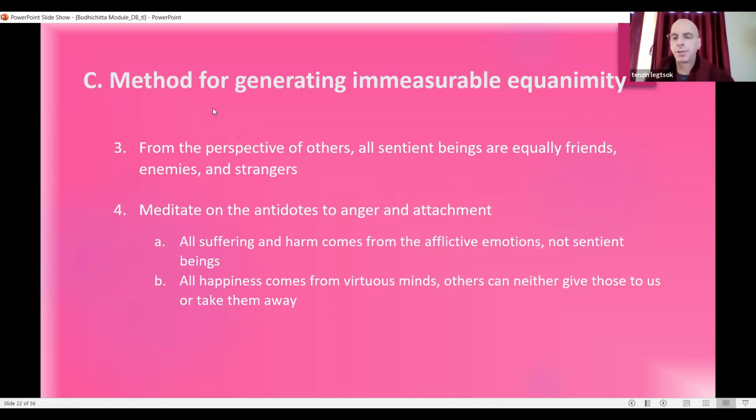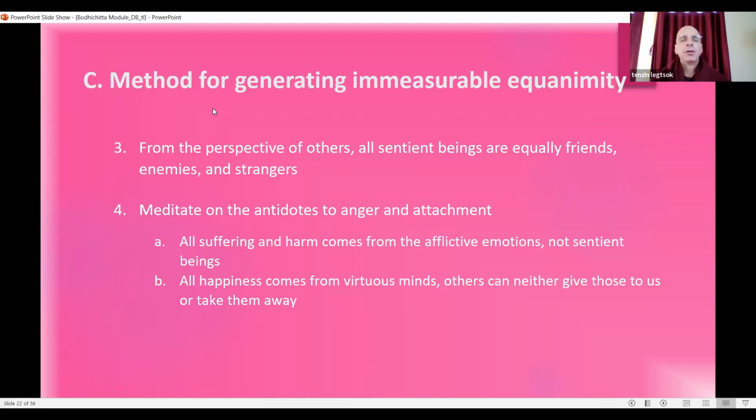Now let's spend the rest of the time, another 8 minutes, to meditate on these two reasonings. The next is that from the perspective of other sentient beings, those whom we consider a friend are, in the eyes of others, a stranger or an enemy.